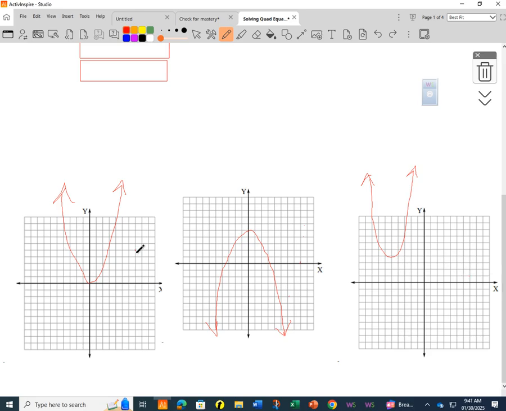Anybody have an idea which is which? Which would be 1 solution? Which would be 2 solutions? Which would be no solution? Looking at the graph, you think you can figure it out? Dan?